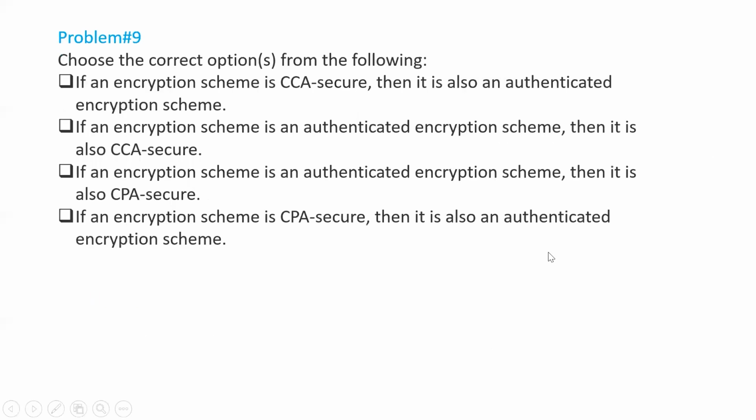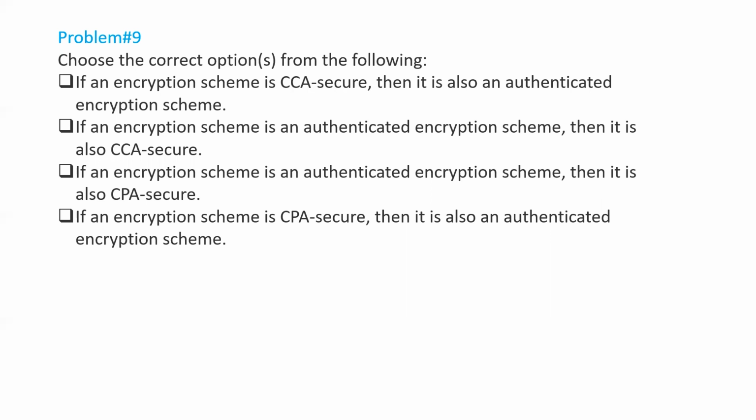Proceeding to the next question. Choose the correct options from the following. If an encryption scheme is CCA secure, then it is also an authenticated encryption scheme. If an encryption scheme is an authenticated encryption scheme, then it is also CCA secure. If an encryption scheme is an authenticated encryption scheme, then it is also CPA secure. If an encryption scheme is CPA secure, then it is also an authenticated encryption scheme. So there are four kinds of statements here.